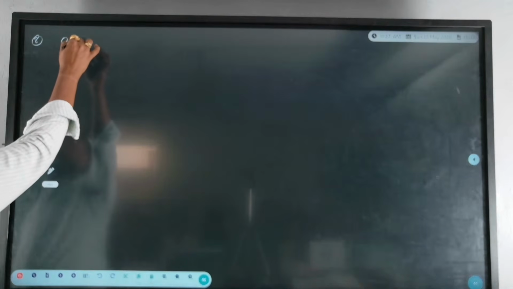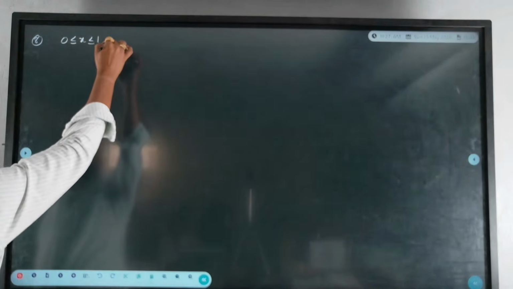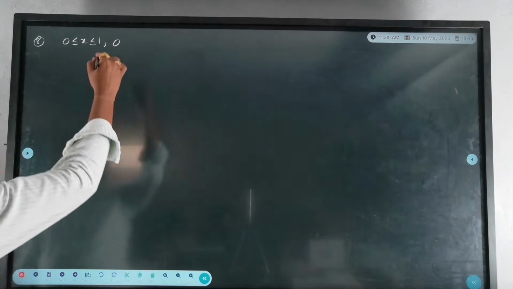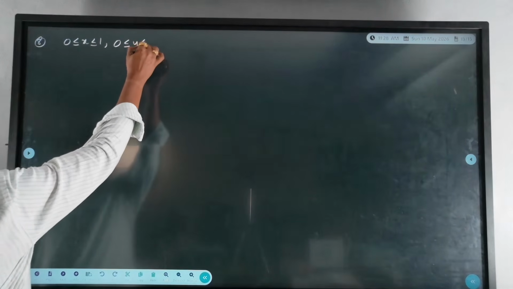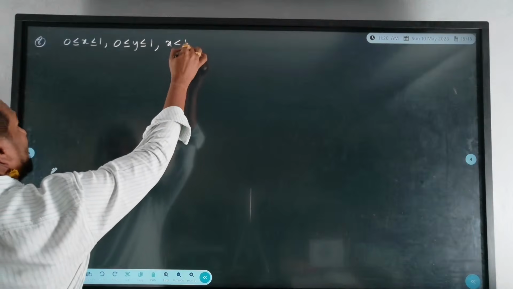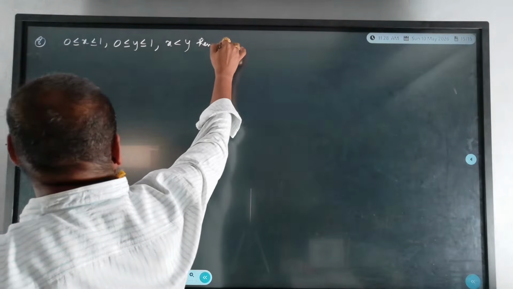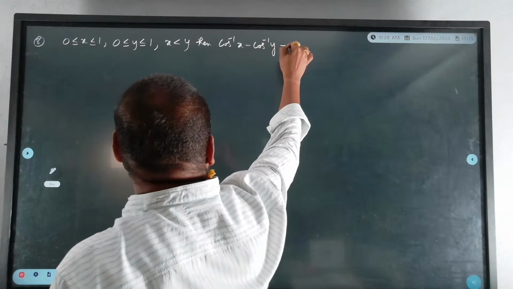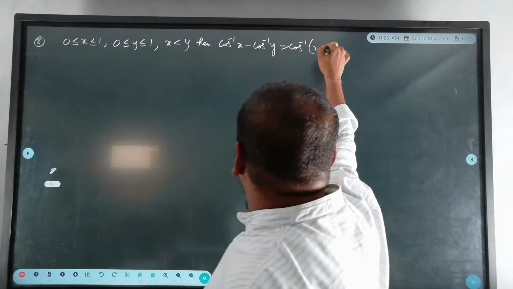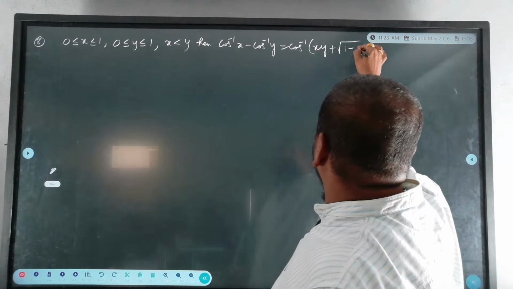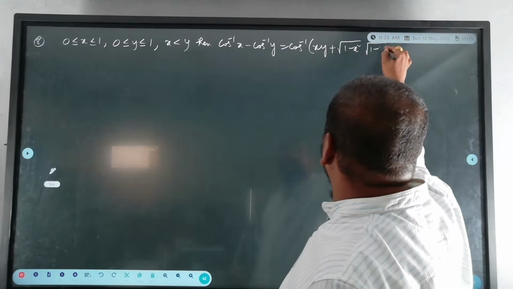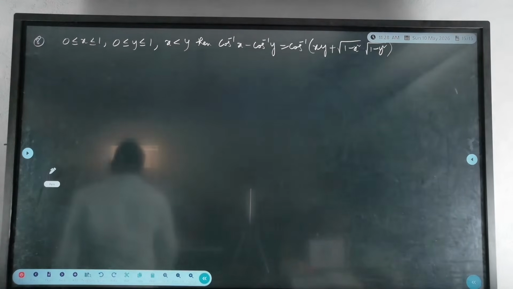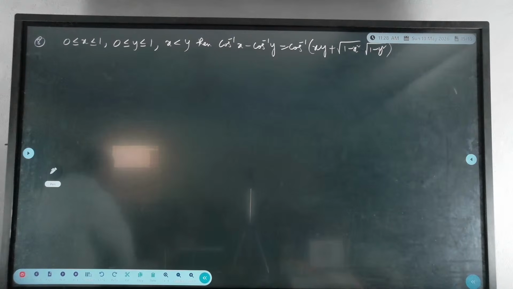0 less than or equal to x less than or equal to 1, 0 less than or equal to y less than or equal to 1, x less than y. Then cos inverse x minus cos inverse y is equal to cos inverse of xy plus root 1 minus x square into root 1 minus y square. Directly we can prove it this.